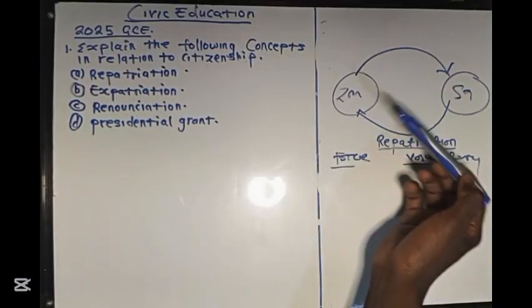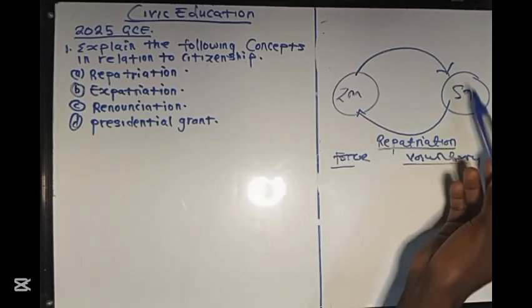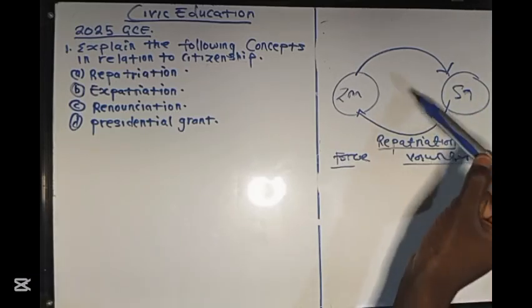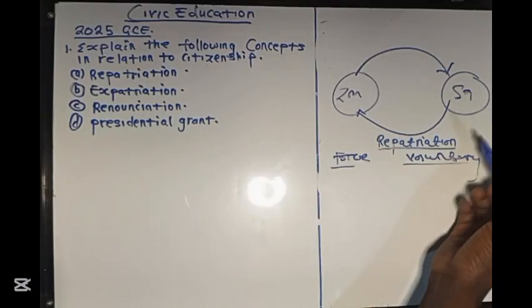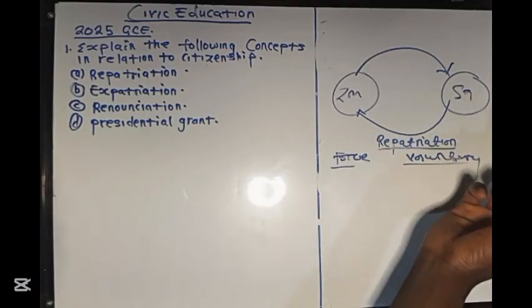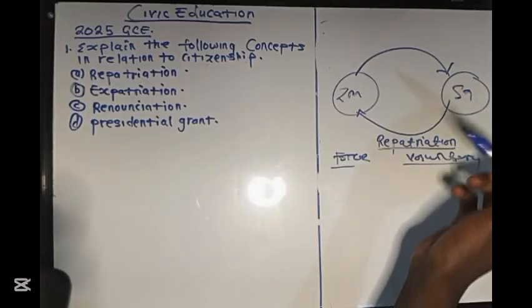By force, we mean he has been chased out of South Africa. They have told him, go back to your country. That is by force because he's just been told. Then voluntary, it can be he's done with what he went to do in South Africa. Then he decides, oh, I'm going back to my original country.